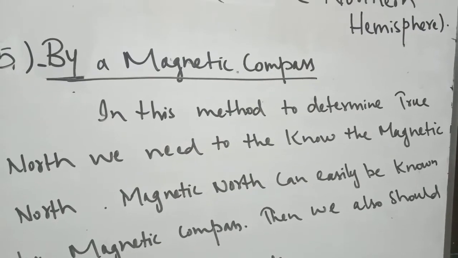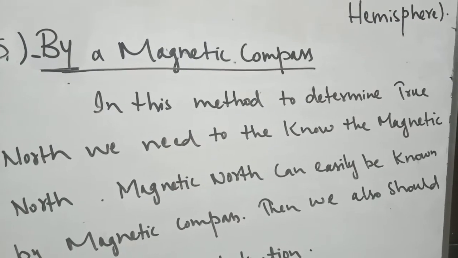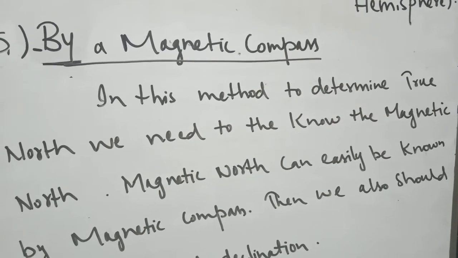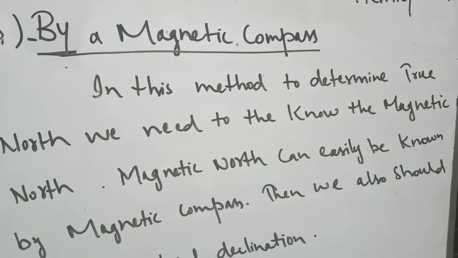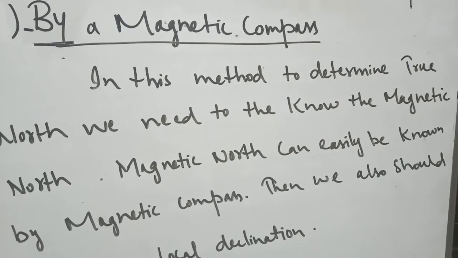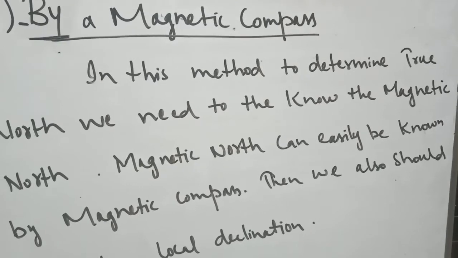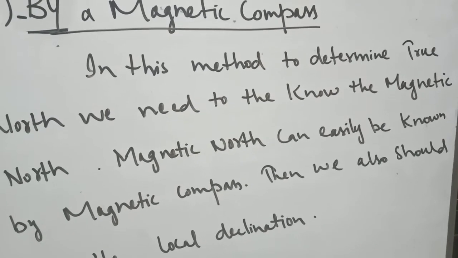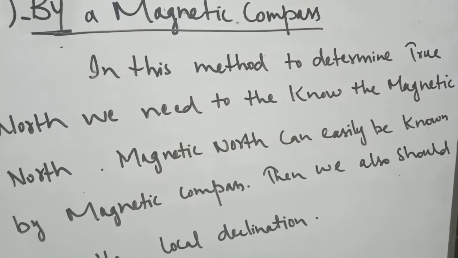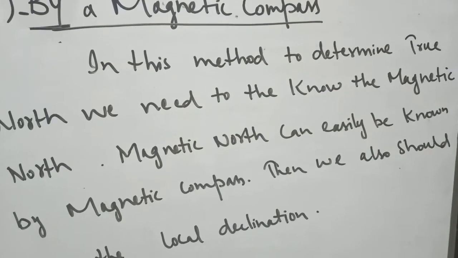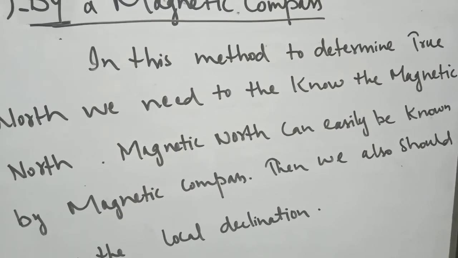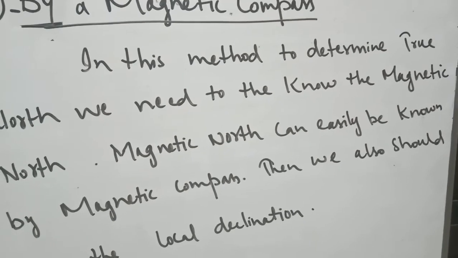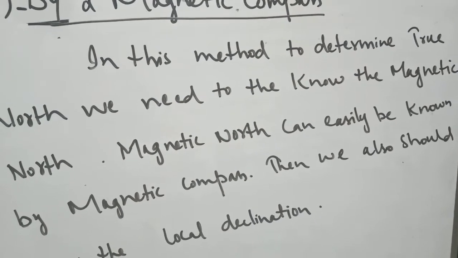Okay, this is the last method to determine the north in the northern hemisphere, and this is again a very easy but technical method in a way. In this method we need to know firstly the magnetic north. And what is magnetic north? Magnetic north is a type of north which can easily be known by using a magnetic compass. So firstly we should have the magnetic compass, and once you start using it, the needle will quickly point out where the north is located.